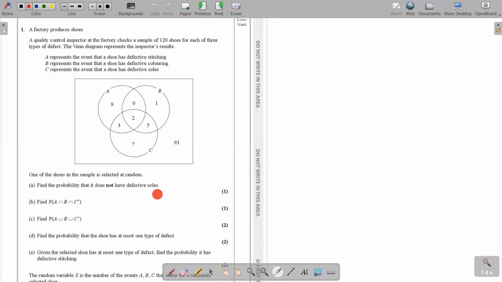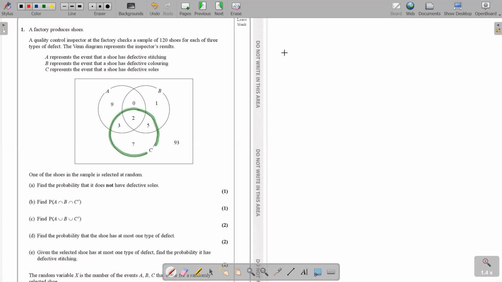So where do we have defective soles? Defective soles is the error type C, right? So what is the probability it does not have defective soles? How do we find that? Basically, first you find the number of shoes that have defective soles, and then you subtract it from the total number of shoes. We have 120. How many shoes have defective soles? All the shoes that fall in category C have defective soles.